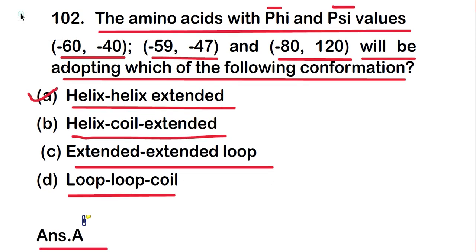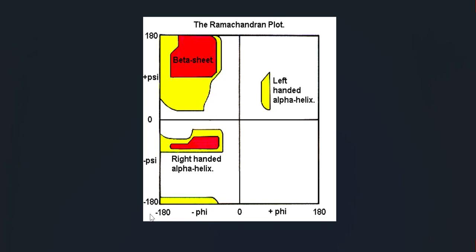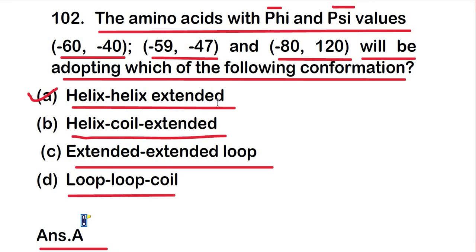And the reason behind this is, here we can see this is the Ramachandran plot. In our question we can see that most of the phi values and psi values are negative, psi negative and phi negative. So the psi negative and phi negative quadrant is this one. Here right-handed helix or helix form are more preferable. So that's why we have to choose helix helix extended form. Okay, so that is the reason.